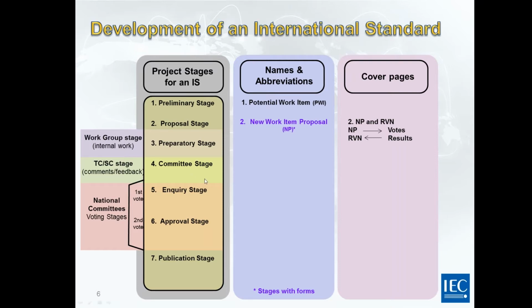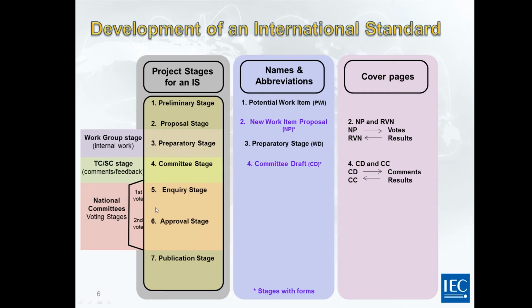Then we move on to the committee stage, number 4, and this is where the TC or SC will request comments and feedback from IEC national committees. So we circulate a document with the acronym CD. This is a committee draft. The resulting document is CC, compilation of comments. So at this stage, there is no vote, only comments from IEC national committees.